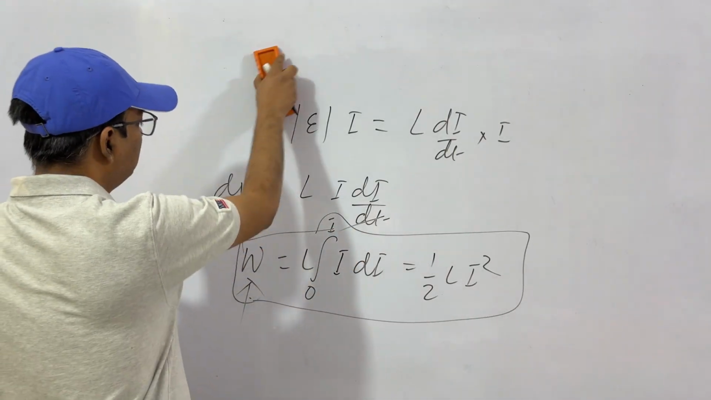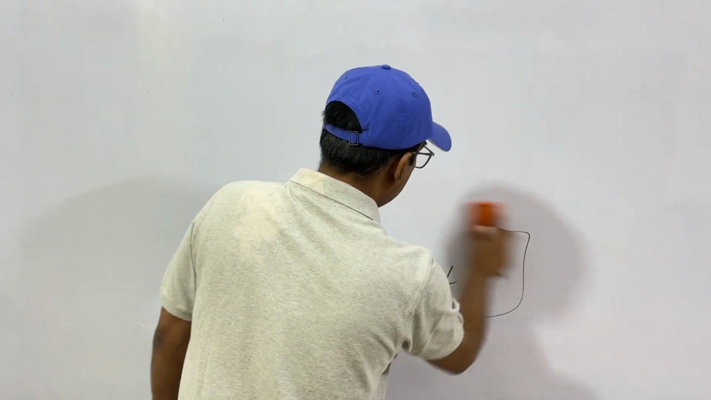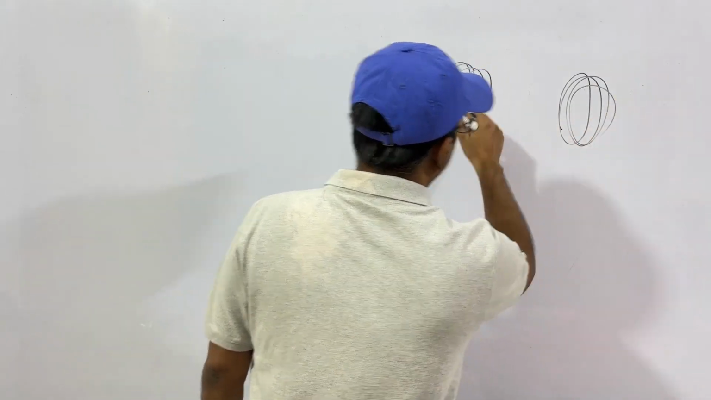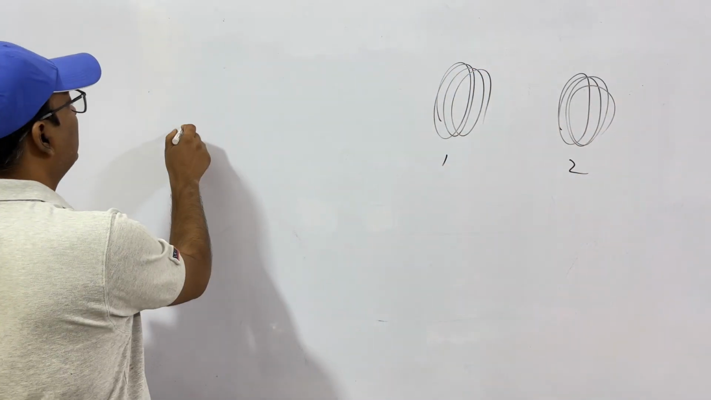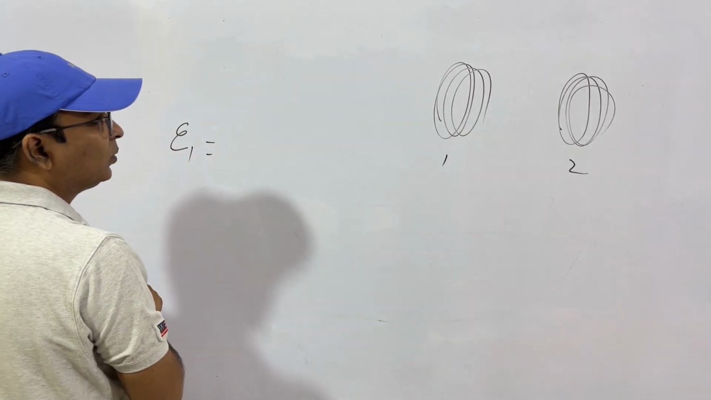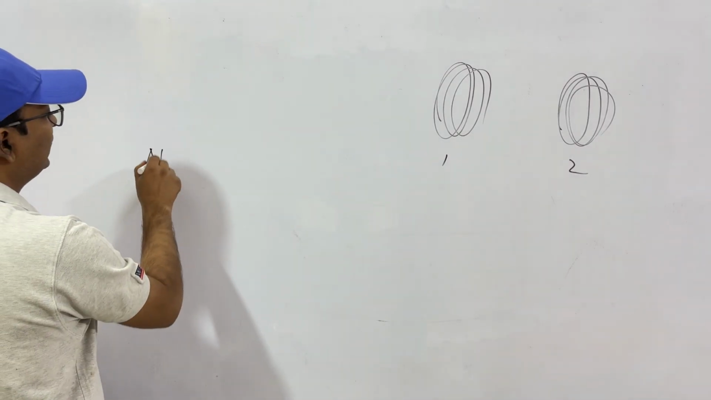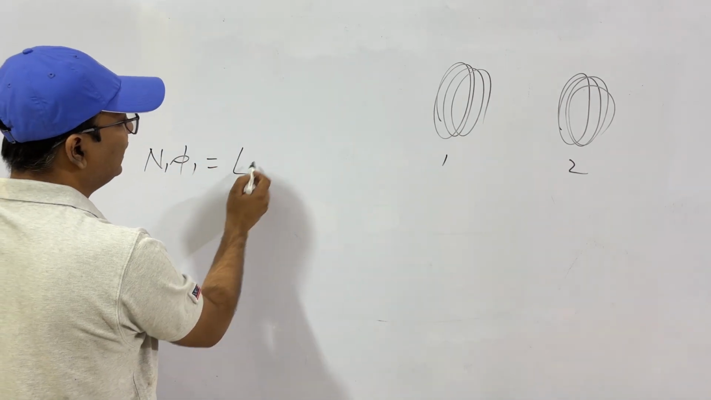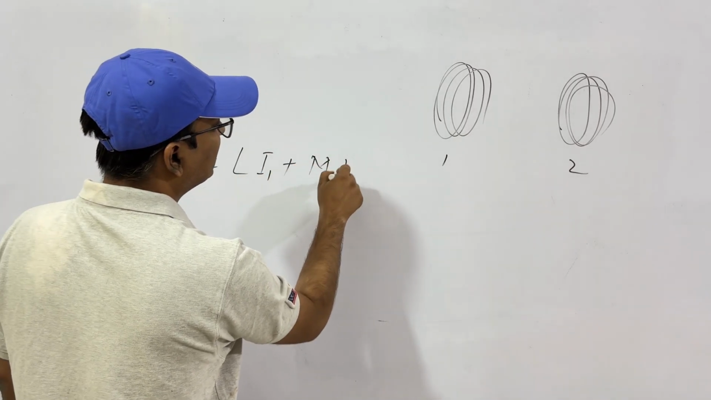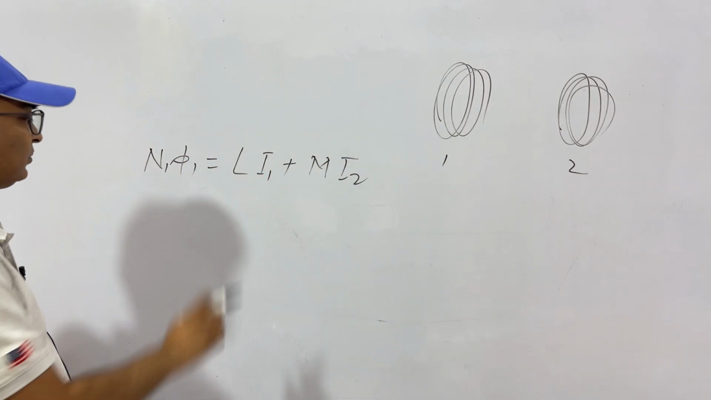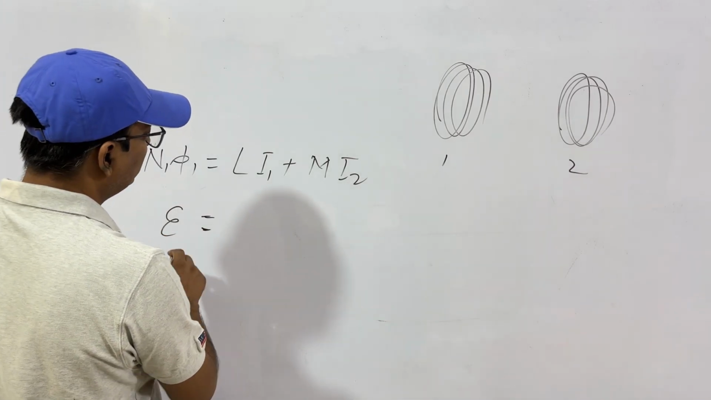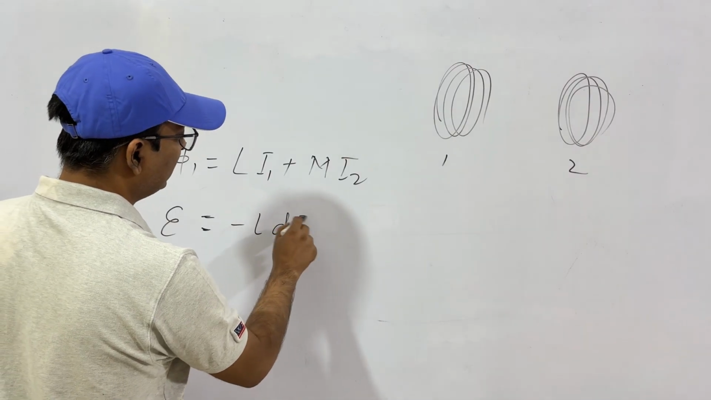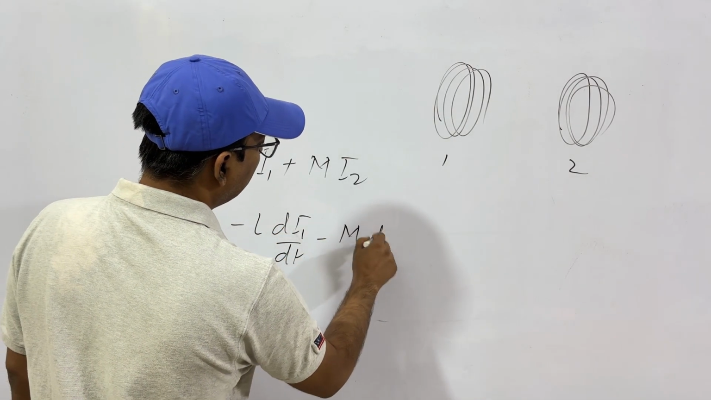Now finally, let's see one more expression. If we have two coils, this is the first coil and this is the second coil. Let's talk of coil number 1, this is coil number 2. Then first of all, let's see the flux linkage. N1 phi 1 will be equal to, because of its own self-inductance, L into I1, and second, mutual inductance M into I2. Secondly, the electromotive force is equal to minus L dI1 by dt minus M dI2 by dt.